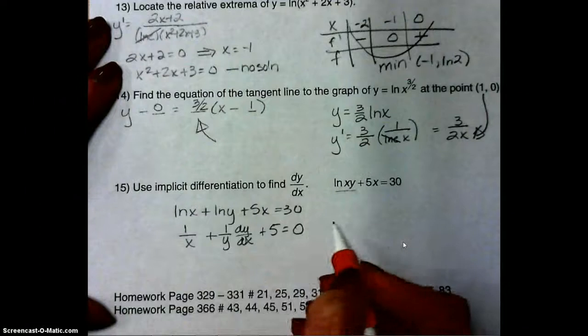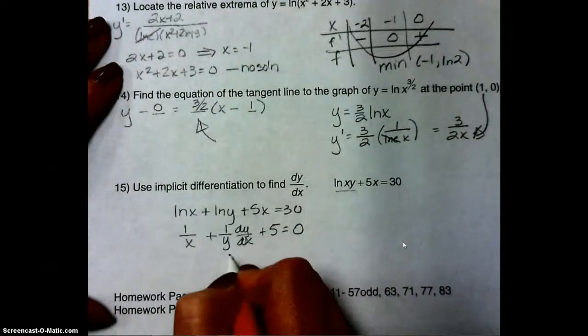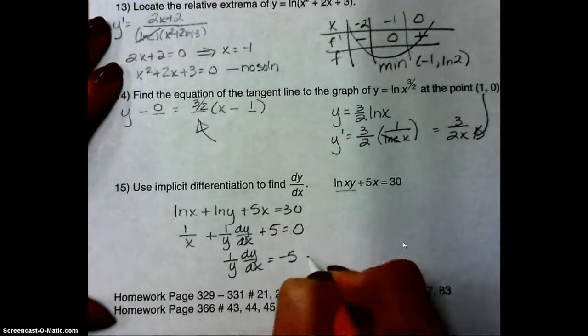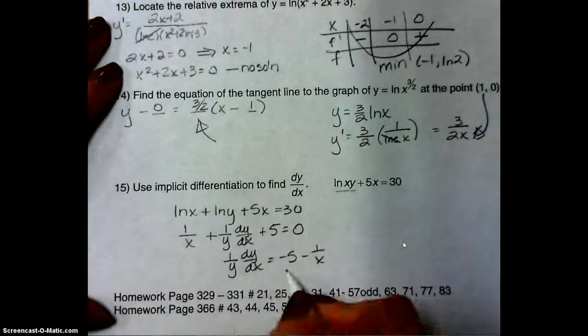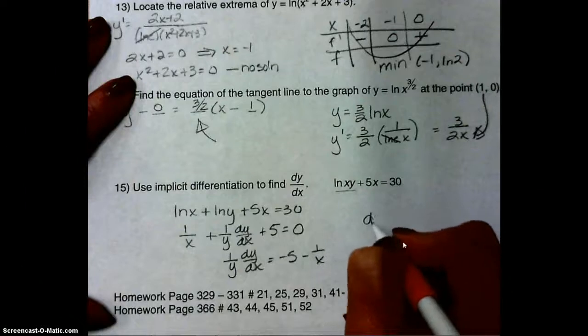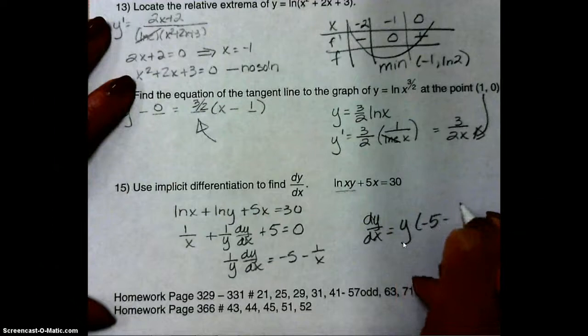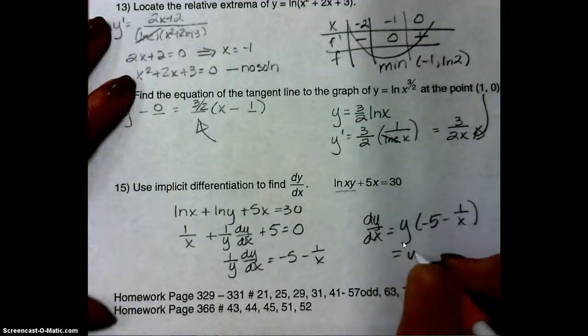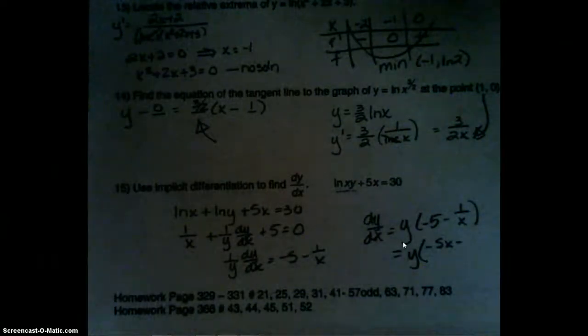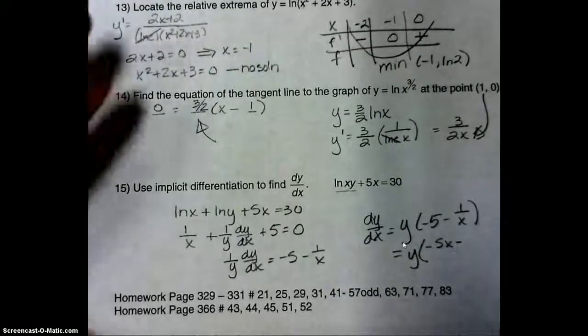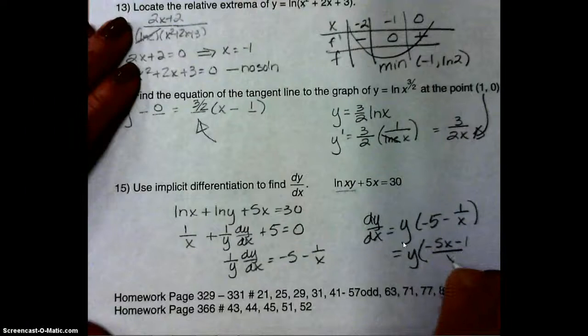Remember, now I just want to get everything away from my dy dx, so I get 1 over y dy dx equals -5 minus 1 over x, and then to get y over there, I'm going to have dy dx equals y times -5 minus 1 over x. And then if you wanted to, you could get a common denominator to finish off your problem.